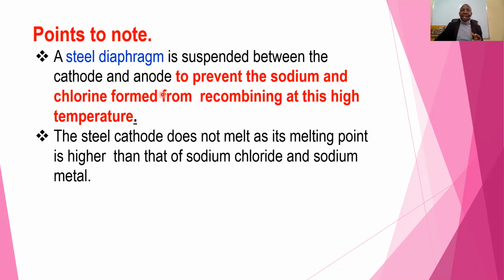The steel diaphragm is suspended between the cathode and the anode to prevent the sodium and chlorine formed from recombining at this high temperature, whereby they would react violently. So the role of the steel diaphragm is to prevent the products of electrolysis, that is sodium at the cathode and chlorine at the anode, from coming into contact and reacting.